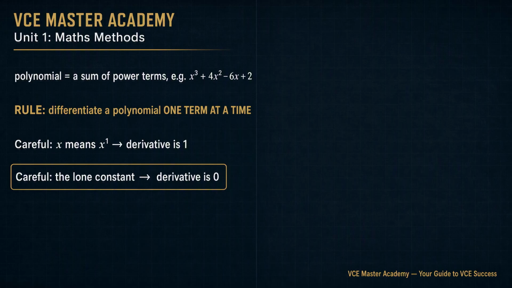No drama. 2 spots where students slip. A lonely x is really x to the power 1. Down the front comes the 1, the power drops to 0, and x to the 0 is 1. So the derivative of x is just 1. The derivative of 6x is 6, and the constant at the end, that plus 2, disappears completely. Flat ground, 0 steepness. Watch for those 2, and polynomials are a stroll.